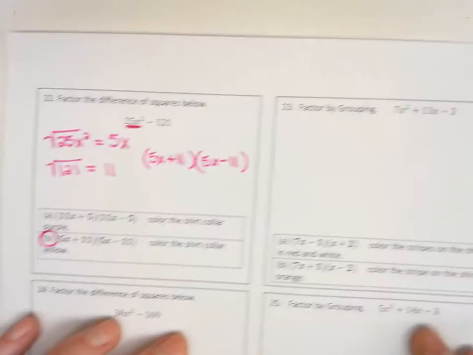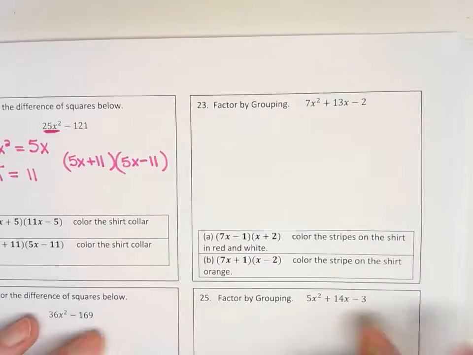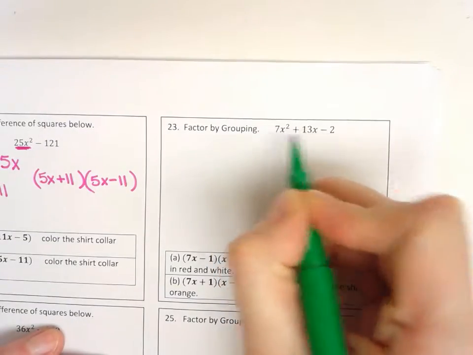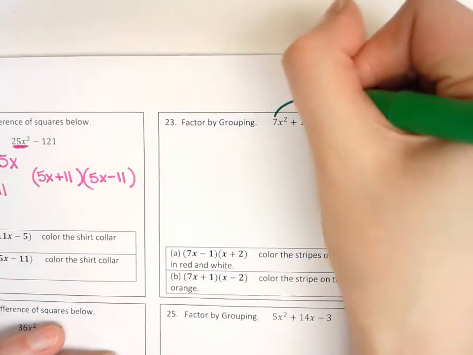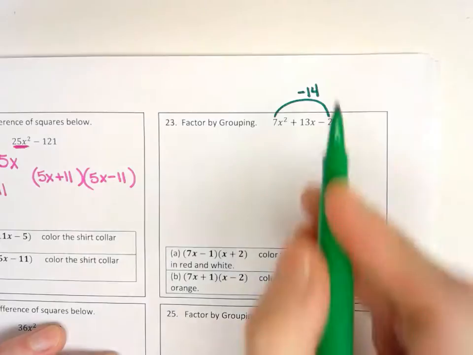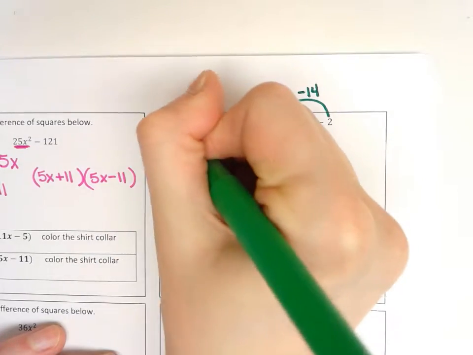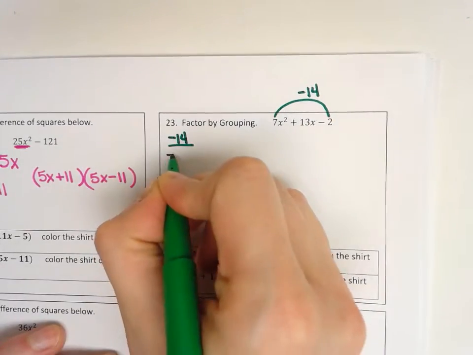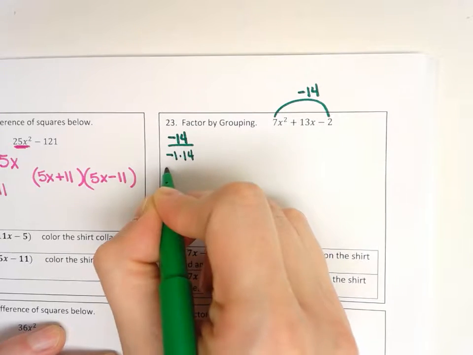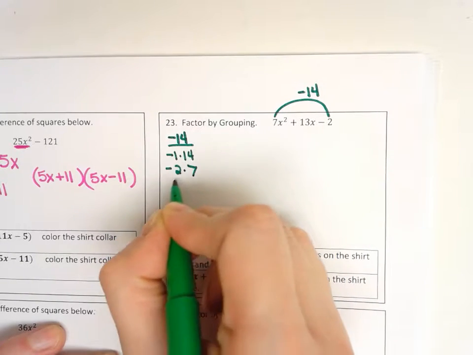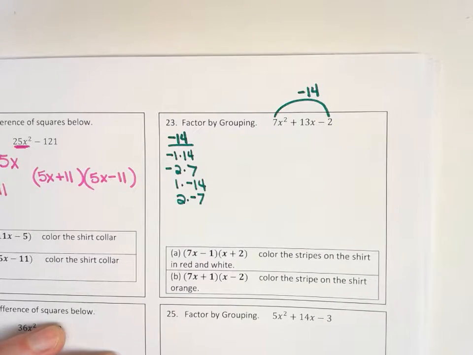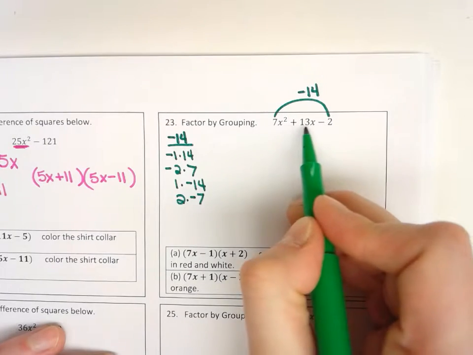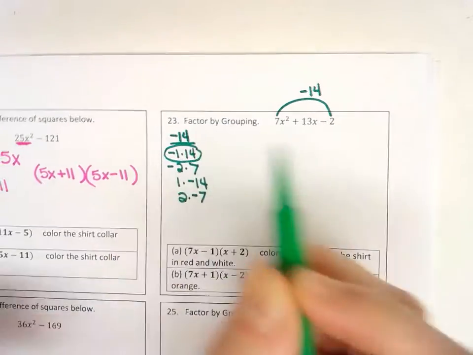Now 23. This one is the more difficult method. When you have 3 terms with the number in front, that's when you multiply the first and the last numbers together and take the factors of that constant. So I'm going to list the factors of negative 14. So negative 1 times 14, negative 2 times 7, 1 times negative 14, or 2 times negative 7. But the ones that are going to add to give me that positive 13 is negative 1 and 14.